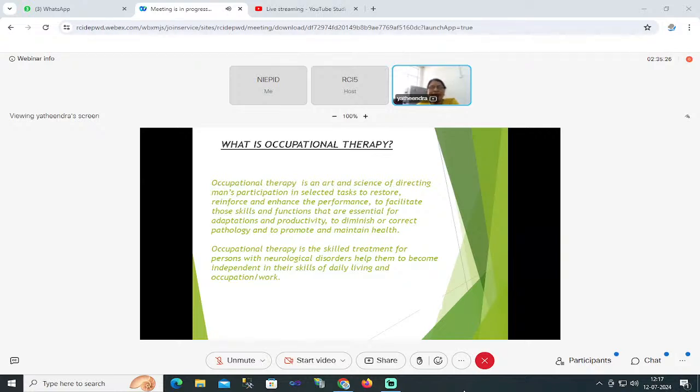The main concern of the OT is activities of daily living. Like for the children with cerebral palsy, activities are like brushing, bathing, dressing, eating, buttoning, unbuttoning, lacing. Then writing skills, means holding pencil. Then their ambulation, walking.